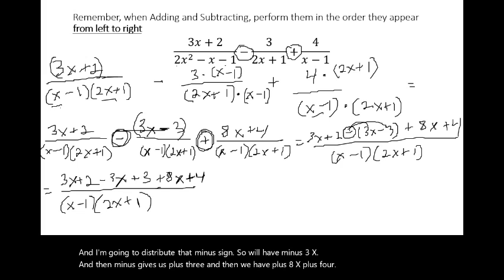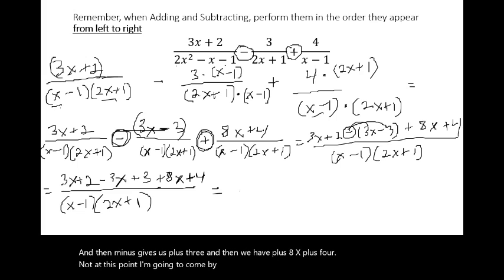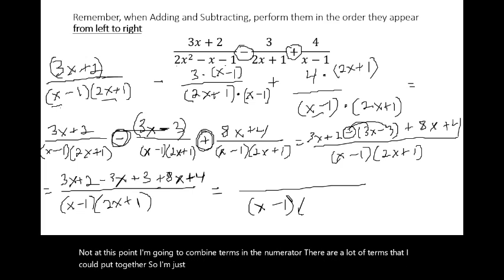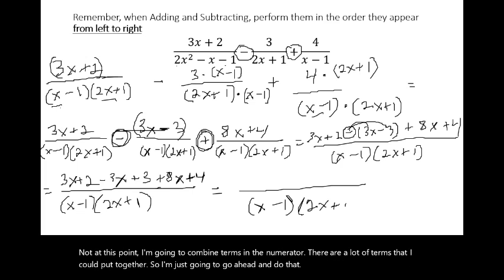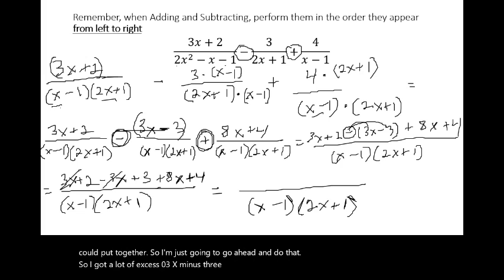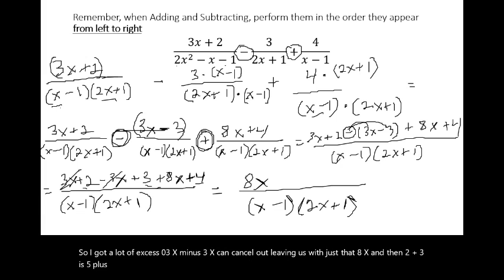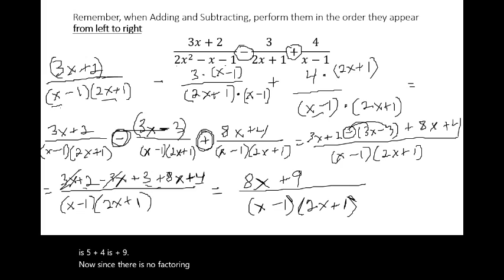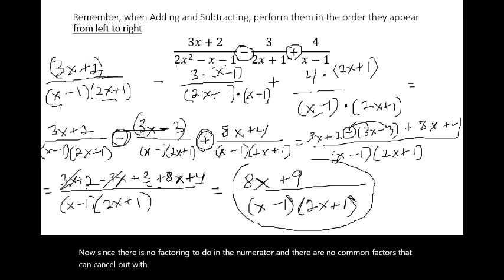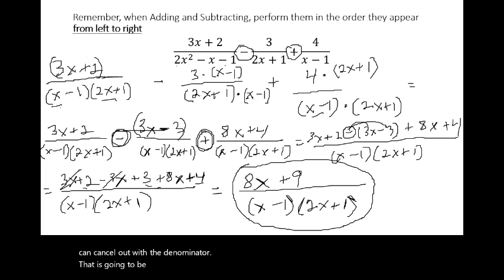Then at this point, I'm going to combine like terms in the numerator. There are a lot of like terms that I could put together, so I'm just going to go ahead and do that. So I got a lot of x's, so 3x minus 3x can cancel out, leaving us with just that 8x. And then 2 plus 3 is 5, plus 4 is plus 9. Now since there is no factoring to do in the numerator, and there are no common factors that can cancel out with the denominator, that is going to be our final answer.